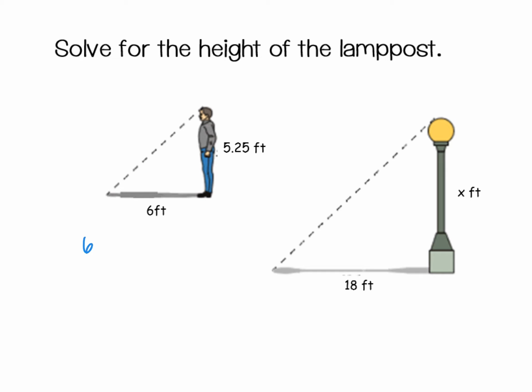We would have 6 over 18. So the shadows is equivalent to 5.25 over x. And we can go ahead and cross multiply. So we'd have 6x equals 18 times 5.25, which gives me 94.5, divided by 6, and we get 15.75 feet in our case.